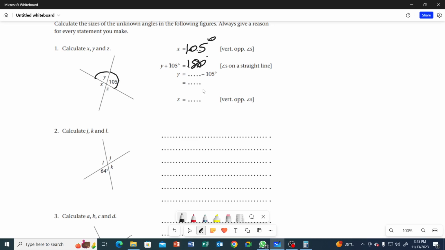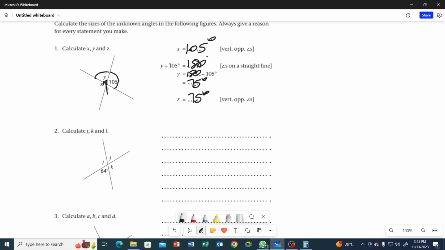Okay, now this question 1 is similar to question 2. In both diagrams you are given one angle and you are asked to calculate the others. Okay, now pause the video, do question 2. Calculate J, K, and L.